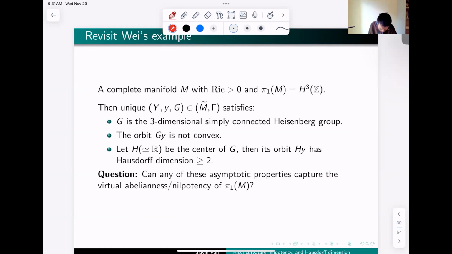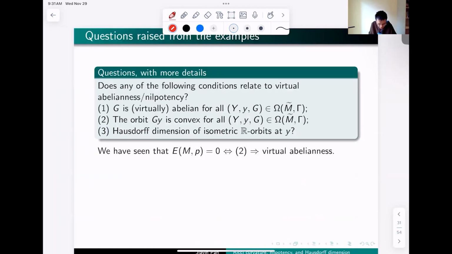So the question from here is: here I listed three properties. They're all about things happening at infinity, right? So can any of these asymptotic properties capture the structure of the fundamental group, whether it being virtually abelian or being torsion, say, or the nilpotency step, things like that. Now, let's reformulate more precisely. For example, let's assume that in all the asymptotic cones, this limit group G is always abelian. Does this imply, say, that pi 1 M is virtually abelian?